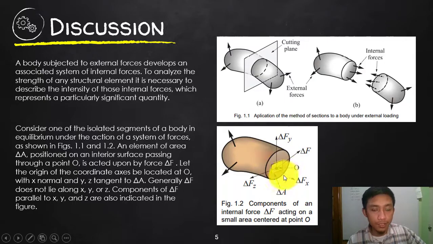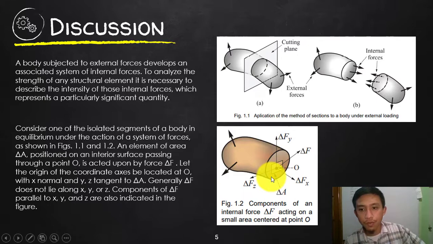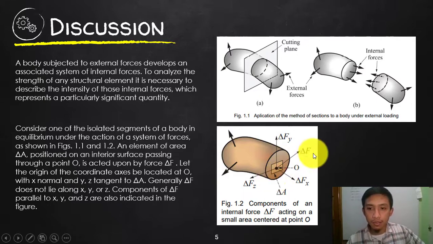Okay, we have what we call components, and you can combine that into a single resultant or a single force. We call that the resultant. Then that will be our delta F. That delta means small force, since we are just considering here a small area. So that is the meaning of that.